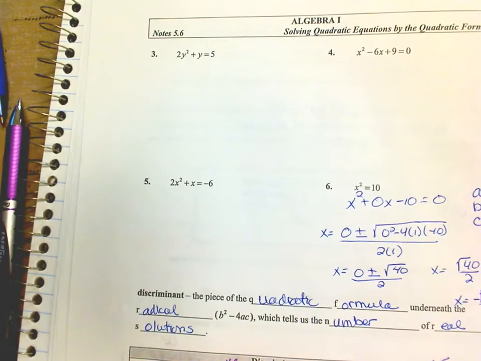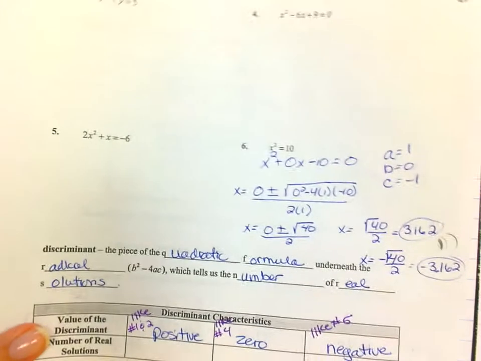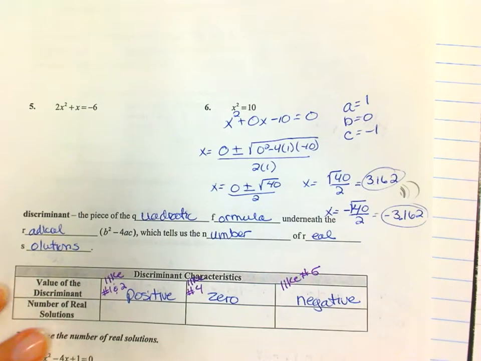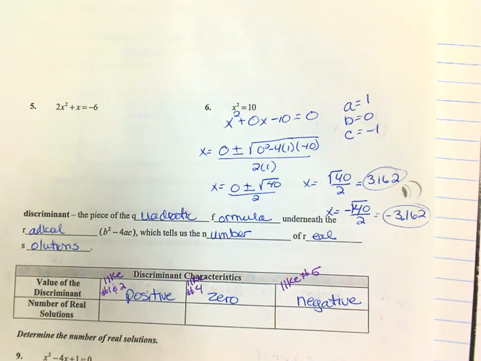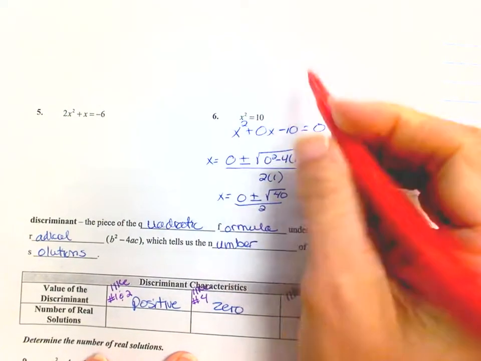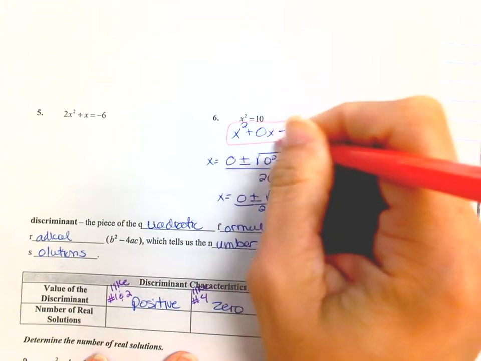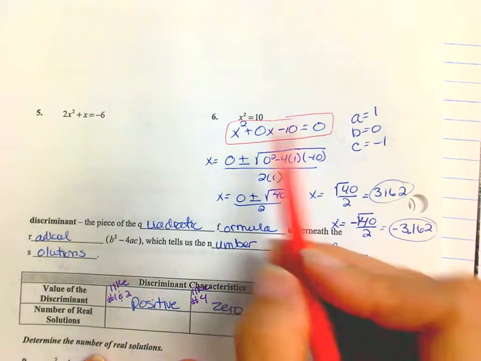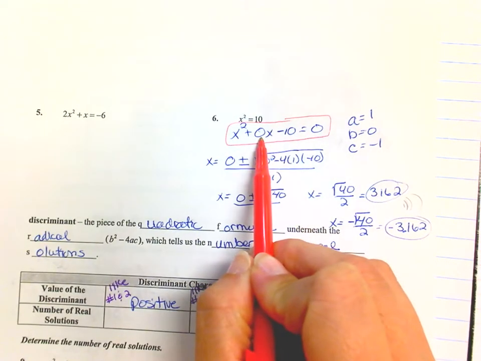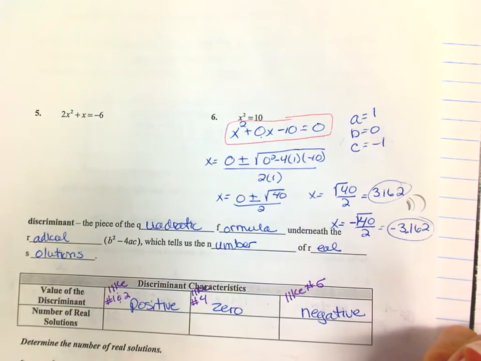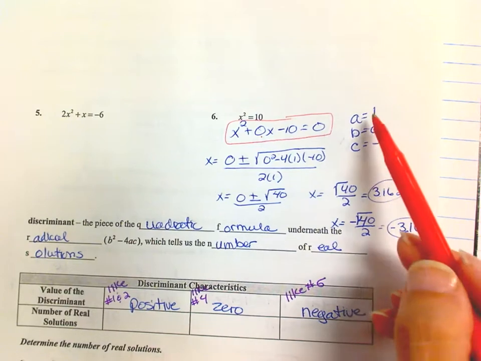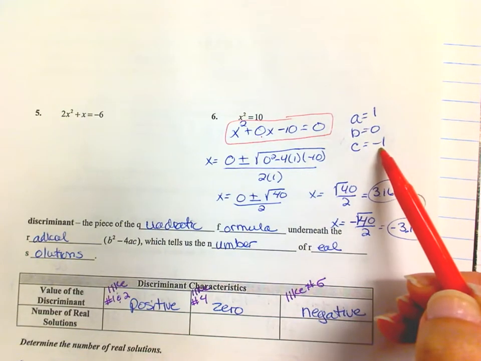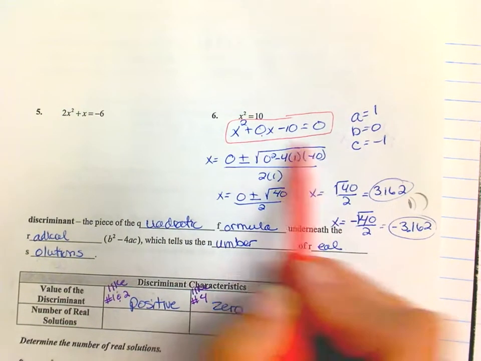Number 6 is different than what I had before. So here's the new number 6. You could solve this by the quadratic equation. And if you are, you should move over your 10. And then you notice you have no B term, your BX, there's nothing. So you can put a 0 in here. Then it just looks like a lot of zeros. A is 1, B is 0, C is negative 1. So you've got this going on.